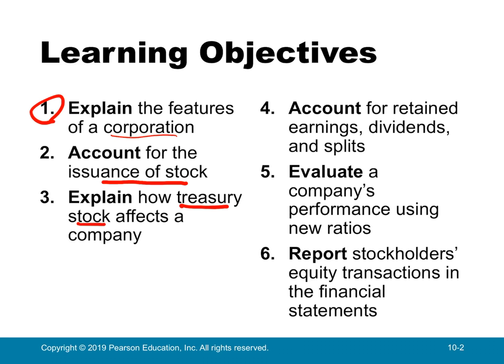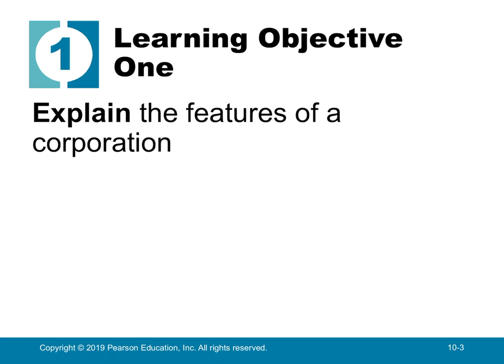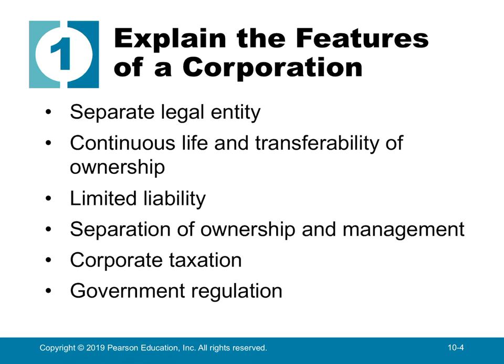We'll look again at retained earnings, dividends, and stock splits. So we'll look at what those are and how we account for them. We'll look at a company's performance using some new ratios that we're going to learn. And then we'll show how we report stockholders' equity transactions in the financial statements. So first, the features of a corporation. Again, I'll go through this quickly because hopefully this is a repeat from earlier in the class.